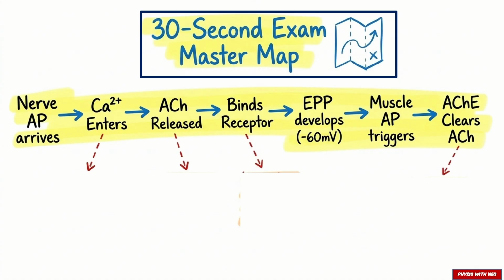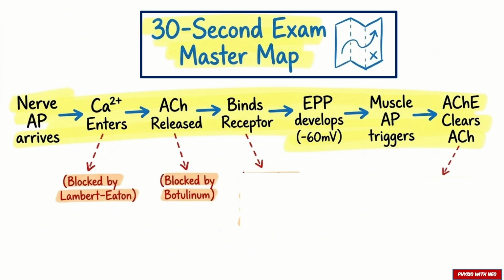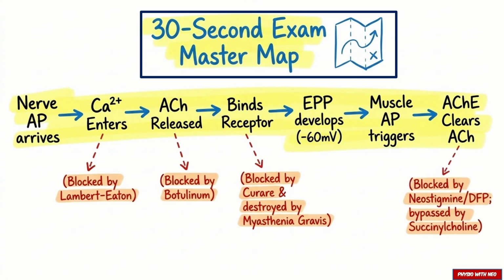Now let's see the applied aspect at each level. Calcium entry: here the calcium channels are destroyed by antibodies in Lambert-Eaton syndrome. Now acetylcholine release is blocked by botulinum. The receptors are blocked by curare, but the same receptors are destroyed by antibodies in Myasthenia Gravis. And lastly, acetylcholinesterase is blocked by neostigmine and DFP, and it is bypassed by succinylcholine. That's why this single diagram can help you revise the entire chapter in just 30 seconds.